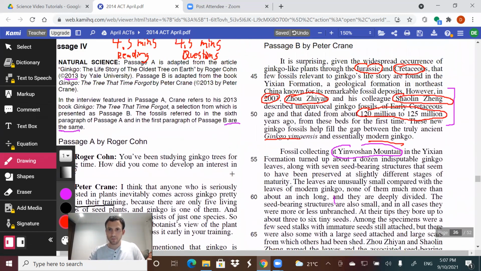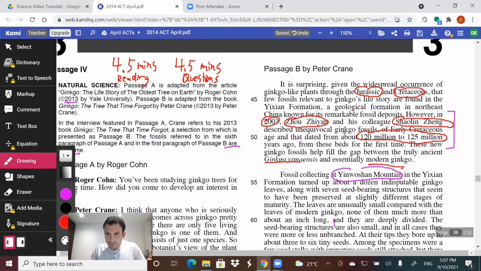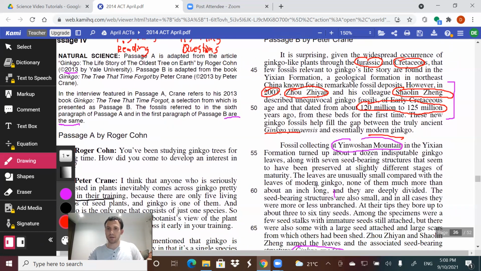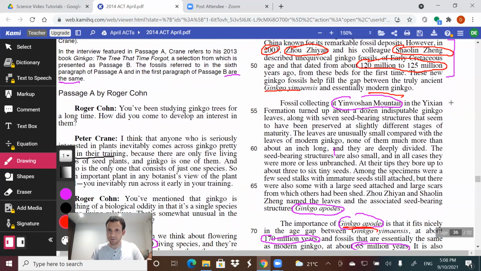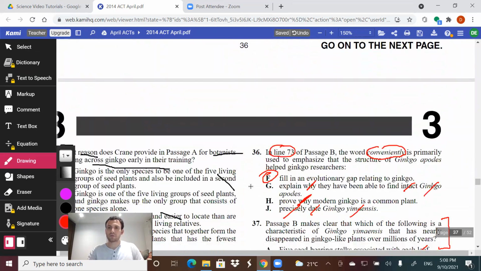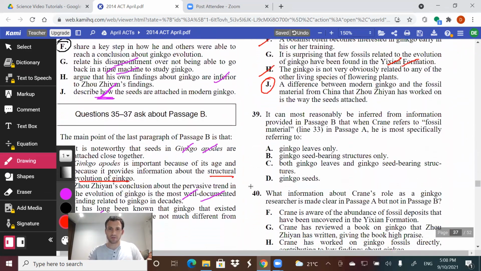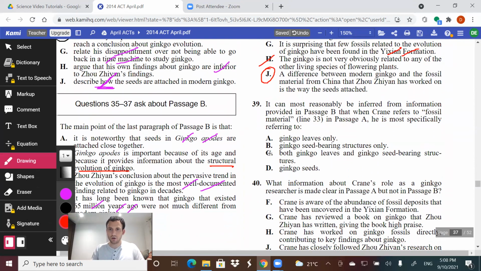Well, if we look at the fossils that Zhao Chen is working on, what we get from passage B is they kind of contain everything. We get it from this paragraph. He goes through everything they have, from the seeds to the branches to the structures. So fossil material is not just the leaves or the seeds, but all of it.